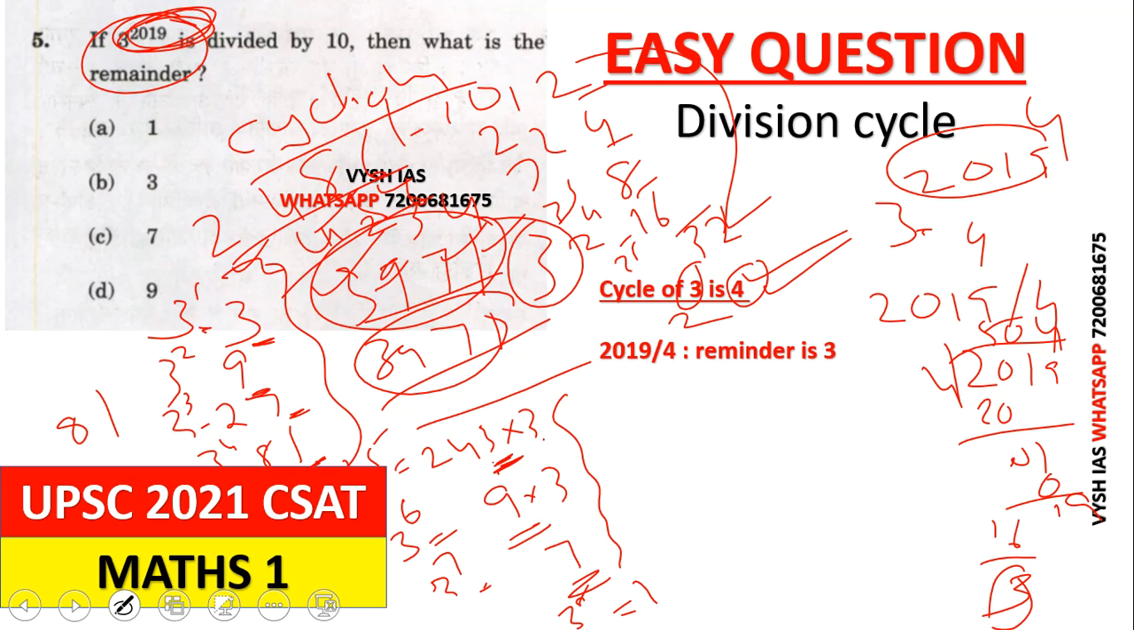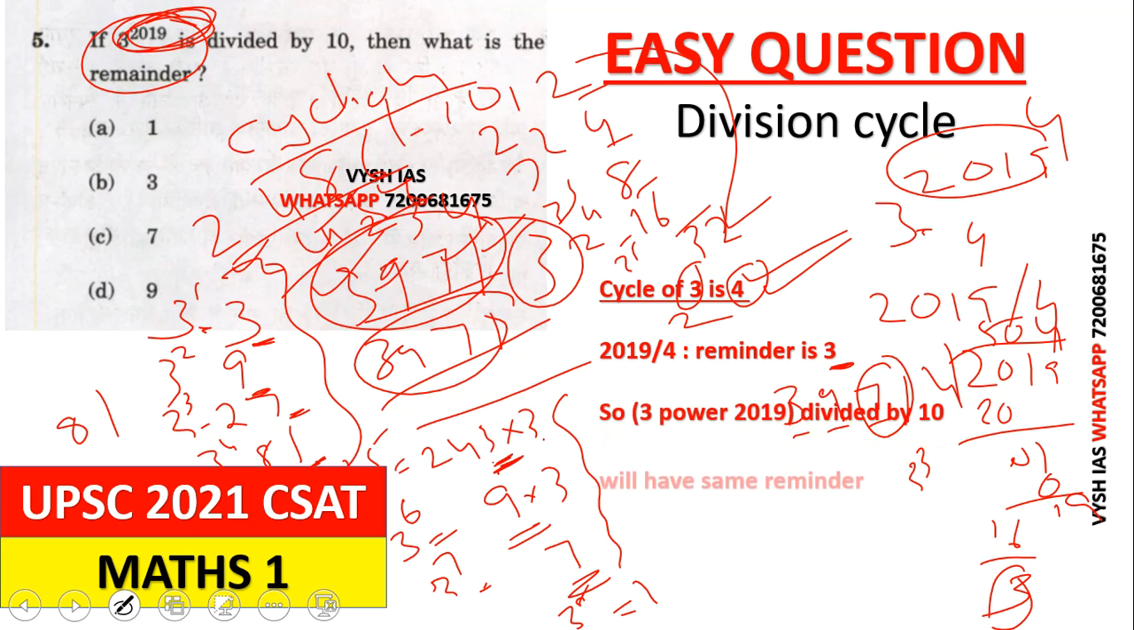What was the purpose of this? What is the cycle? The cycle is 3, 9, 7, 1. Because the remainder is 3, you have to take the third one: 1, 2, 3, which is 7. That means 3 cube is the one. The question is 3 power 2019 divided by 10. It will have the same remainder as 3 power 3 divided by 10. This 3, where did we get it? We got it from this remainder.